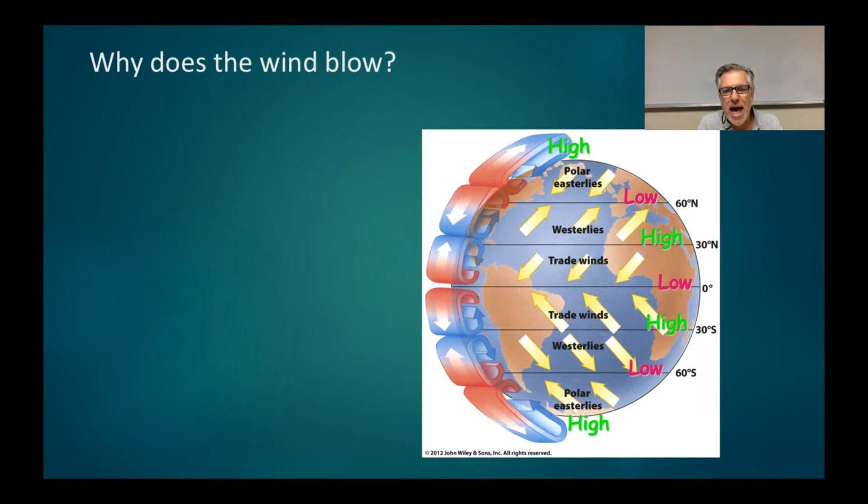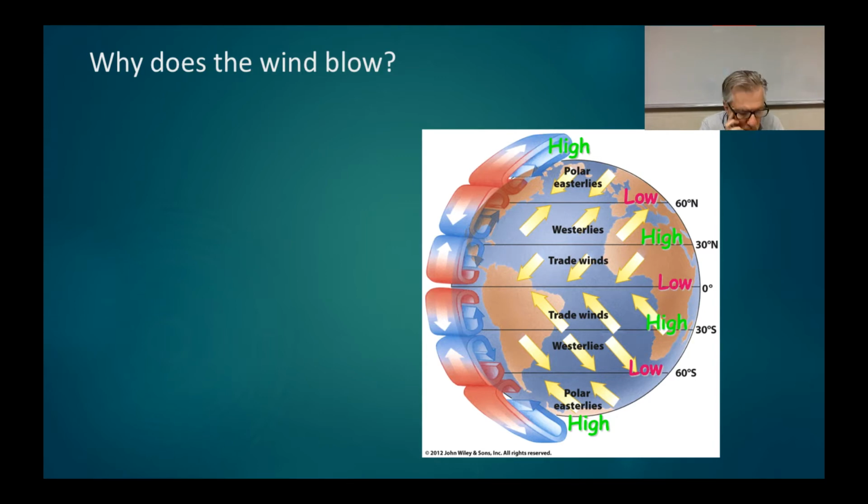as well as a series of winds that occur in bands, where you have trade winds between 0 and 30 degrees latitude. Then you have westerlies between 30 and 60 degrees latitude, which is our latitude here in Washington, D.C. And then you have polar easterlies between 60 and 90 degrees latitude.